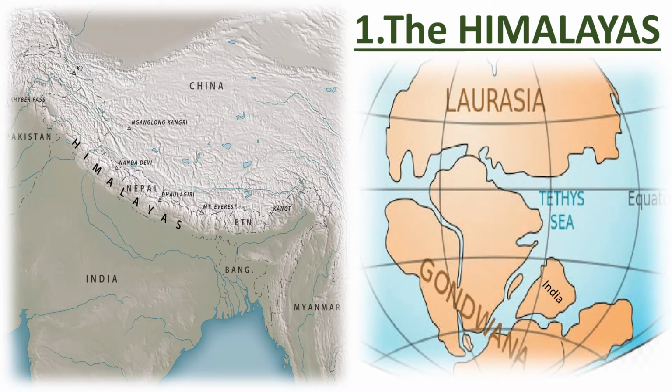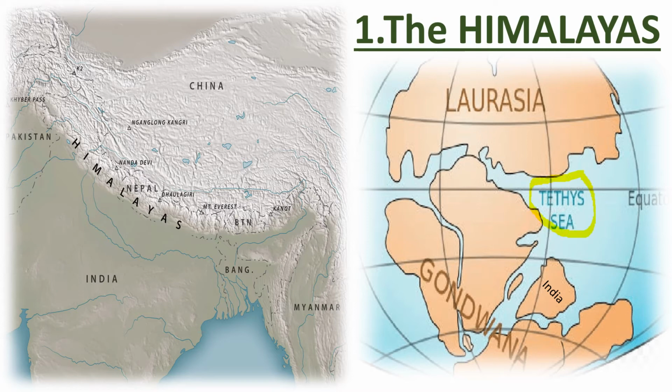Now we will discuss the formation of the Himalayas. The Himalayas are the youngest folded mountains in the world. According to geologists, 200 million years ago, the entire Himalayan area as well as the Great Indo-Gangetic Plains were occupied by a great geosyncline called the Tethys Sea. Here at the center you can see the Tethys Sea.